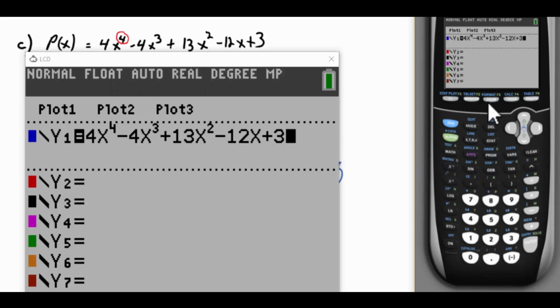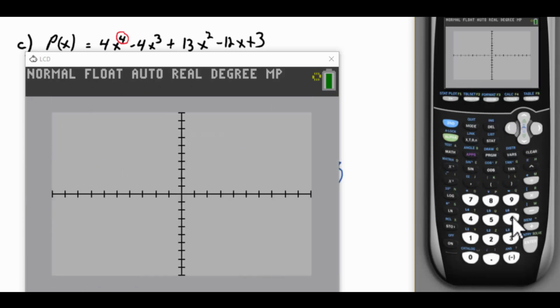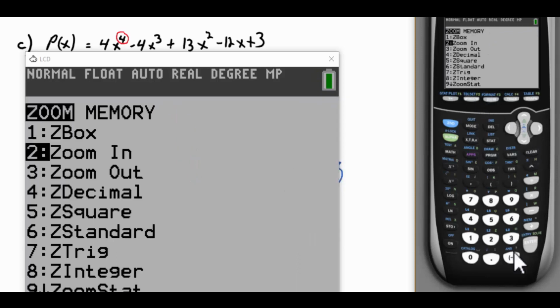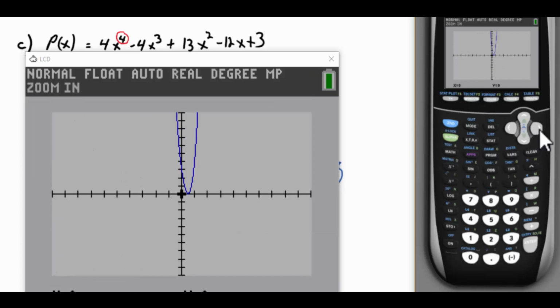Okay, so let's go to zoom number 6, see what we can see. Whoa. Huh. It doesn't have to be quadratic. In fact, it's not. It's quartic. 4x to the 4th. Well, okay. It looks like there's a 0 there. We could zoom in to be sure. Make sure nothing funny is happening there.